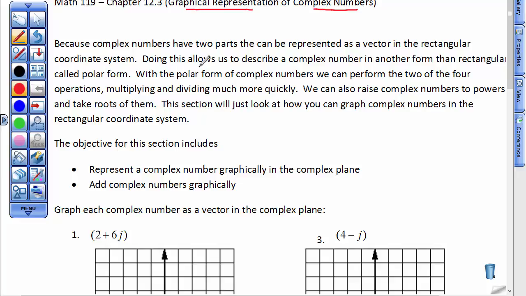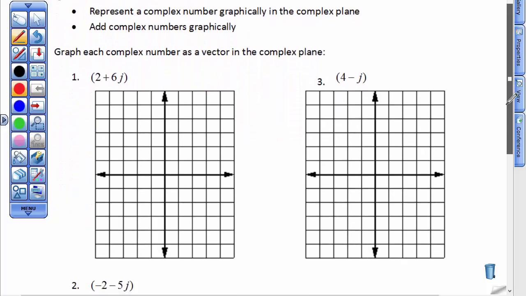With the polar form of complex numbers, we can perform two of the four operations, multiplying and dividing, much more quickly. We can also raise complex numbers to a power, and we can take square roots, cube roots, fifth roots, whatever we may need to do. This section will just look at how you can graph complex numbers in the rectangular coordinate system. So what we're going to do is represent a complex number in the complex plane.